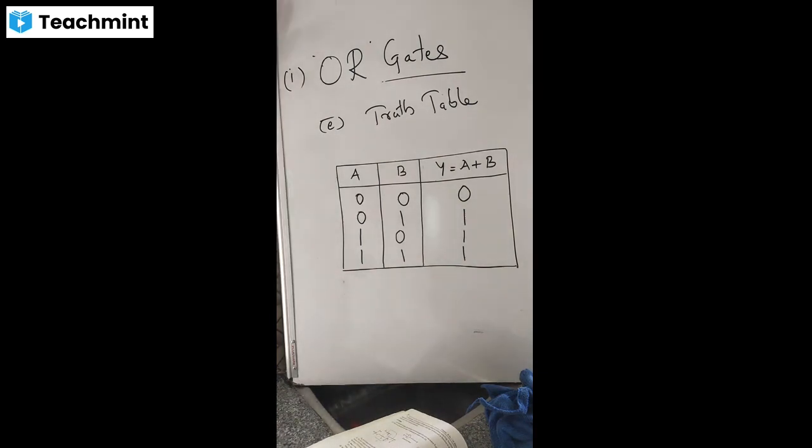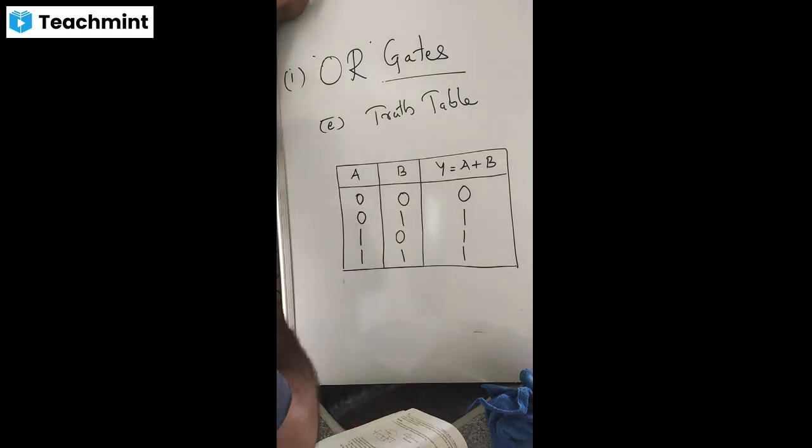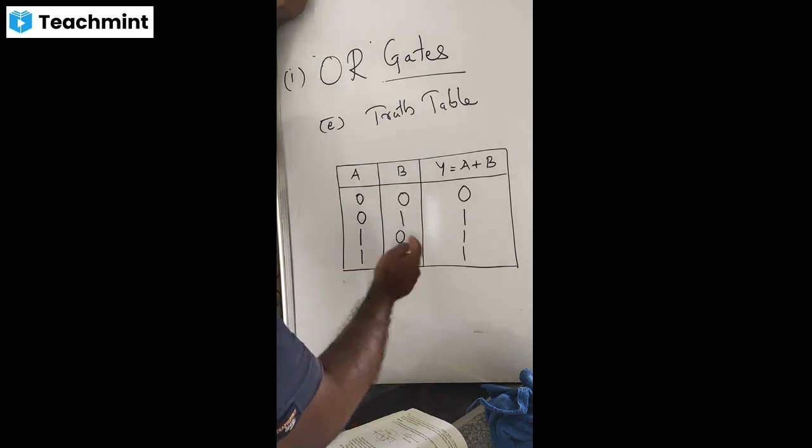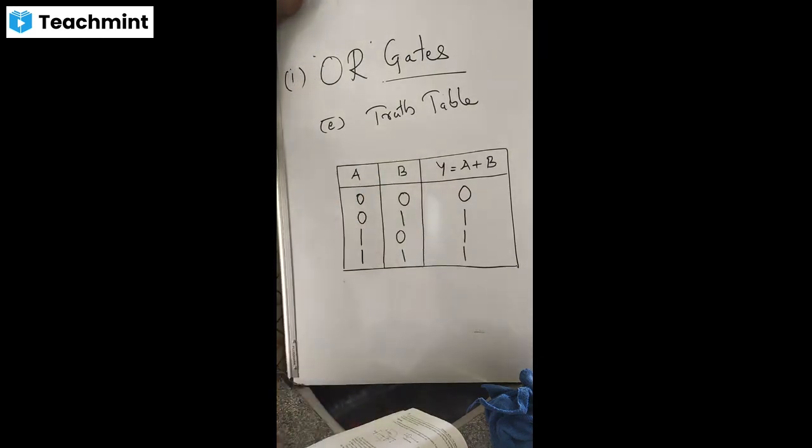So now I will explain what is 0 0. Let us assume you are giving voltage as input and output also you will be receiving. So output terminal is Y, input two terminals are there, A and B. So for A terminal if you give 0 voltage, for B terminal also you give 0 voltage, the output you are going to get is 0 voltage only.